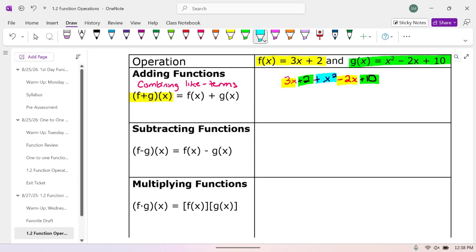So what I typically like to do, like what I just did, is in order for me to kind of organize my like terms, I like to either highlight them different colors or I draw different shapes around them. So like, for example, the 3x and negative 2x, I may draw a square around them. The 2 and the 10, I may draw a circle around them, and I may draw a triangle around the x squared. So I know that, okay, yellow goes with yellow, square goes with square, circle goes with circle. It's just a good strategy to use to just kind of get yourself organized.